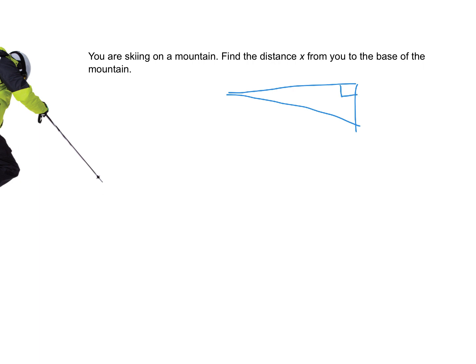We're told this is a 90-degree angle. This is going to be you standing right here. We're told that this is 21 degrees. Our distance here is x, and we know that we have an altitude of 1,200 feet. So if you have to find the distance x, we're really looking to find the hypotenuse of that triangle.